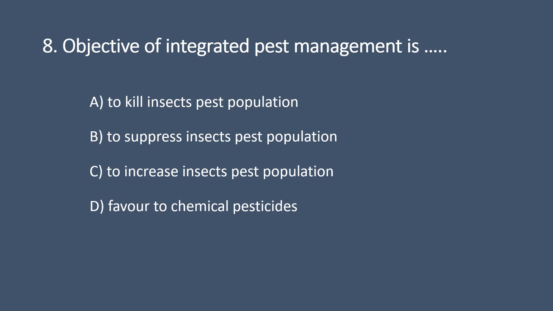Integrated pest management, जब हम IPM use करते हैं, तब IPM का main aim क्या है? कि insect pest population को हमको पूरी तरह मारना नहीं है, उसका population उस हद तक कम करना है, suppress करना है, ताकि वो as a pest करके वो काम ना करे, या जो damage है, वो damage बहुत कम cause करे। तो यहाँ पे correct option है to suppress the insect pest population.